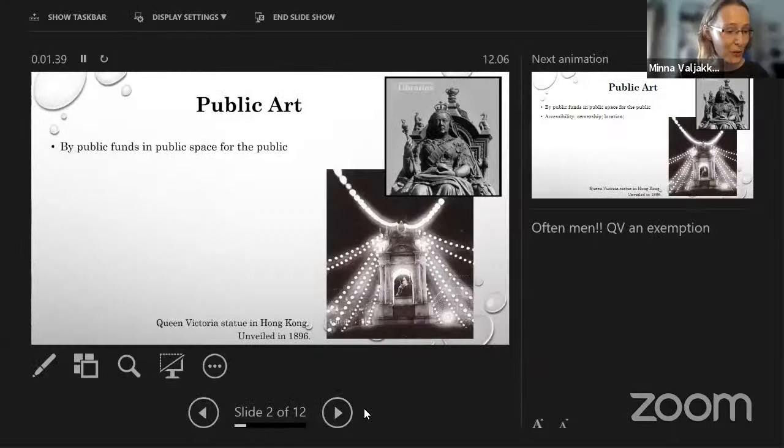Here I just wanted to start with something very, very historical. And hence in here, we have a couple of images of Queen Victoria. So for the public art, it is always very important that we start with the idea of accessibility.